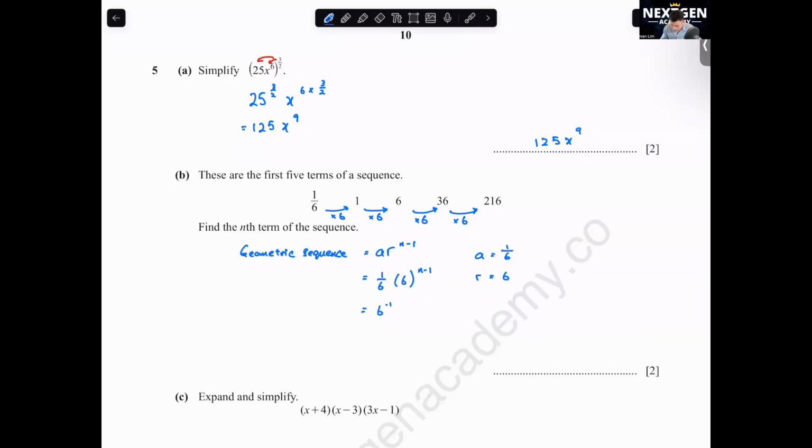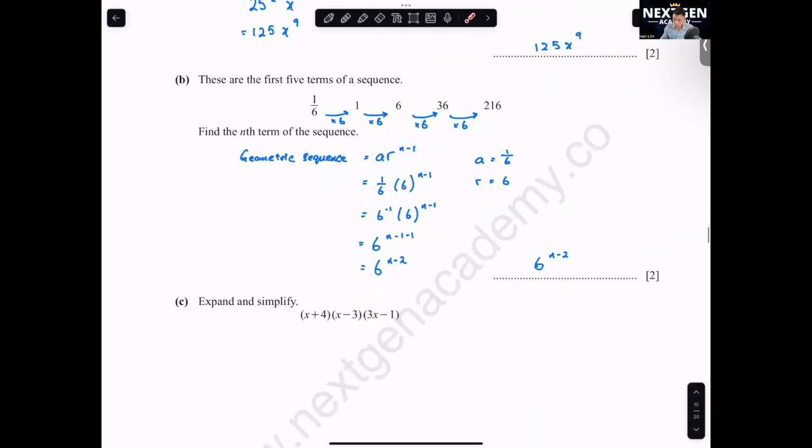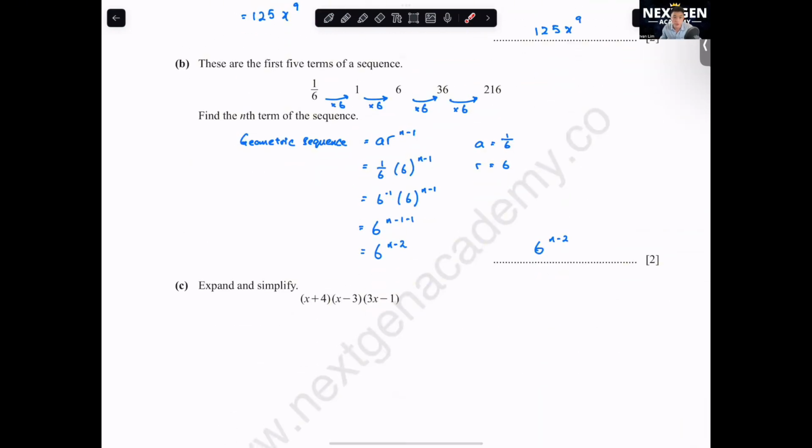1 over 6 can be written as 6 to the power of negative 1. Okay, then multiply 6 to the power of n minus 1. Then you will write like that, 6 to the power of n minus 1 minus 1, which is equal to 6 to the power of n minus 2. Otherwise, you'll be using based on your observation here. For me, I like to use formula. So this is called a geometric sequence. When you multiply a multiple, that will be your term-to-term rule. Okay, so this question 5, the whole thing will be on your algebra 1 and algebra 2.